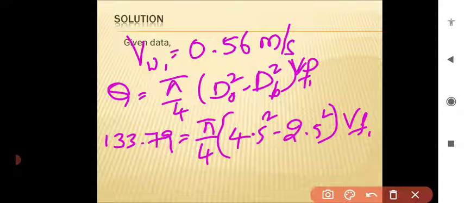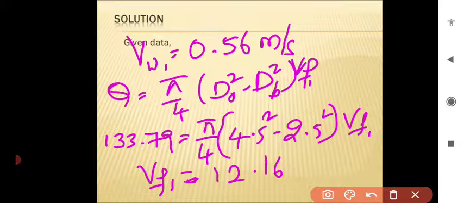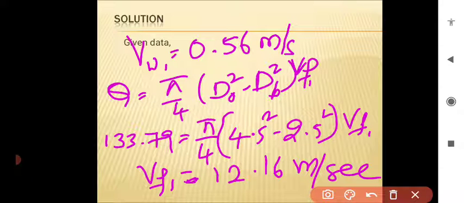So from this equation you will get simply Vf1 is equal to, calculate the above equation, you will get the Vf1 value. Vf1 is equal to 12.16 meter per second.